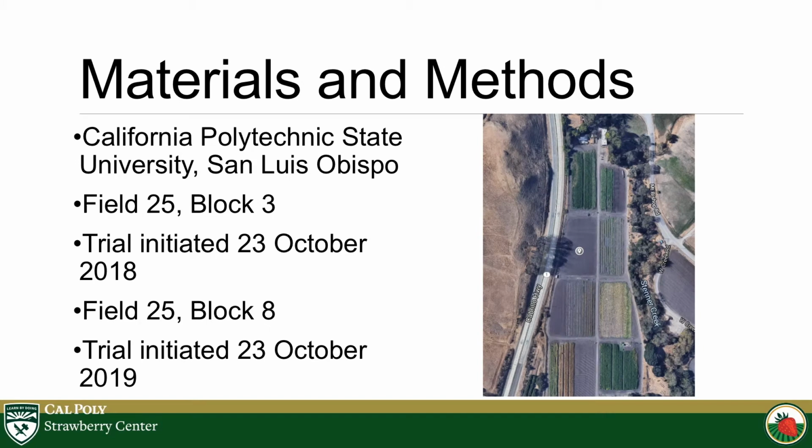Our materials and methods. This experiment was conducted at California Polytechnic State University in San Luis Obispo. In year 1, the trial was conducted at Field 25, Block 3, as shown by the arrow. The trial initiated October 23rd of 2018 and was terminated on April 29 of 2019. For year number 2, this experiment was conducted at Field 25, Block 8, as shown by the second arrow. The trial initiated October 23rd of 2019 and the trial terminated on April 29 of 2020.